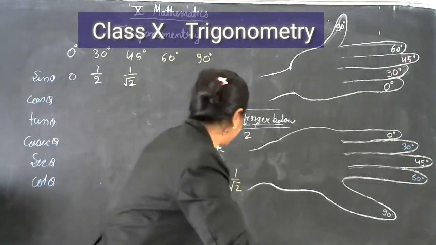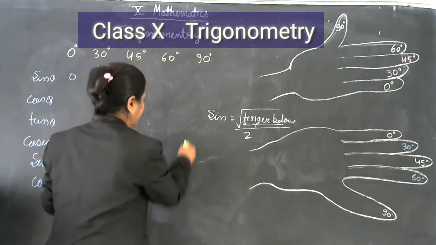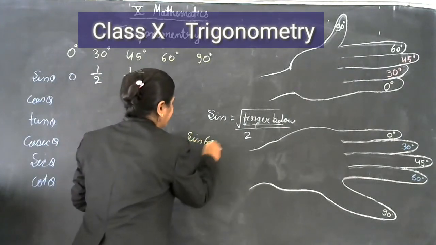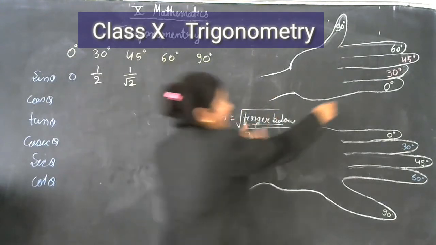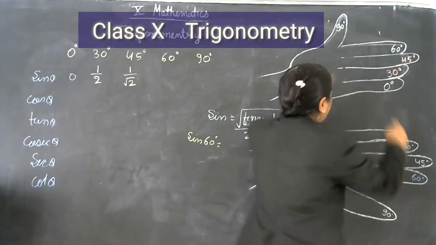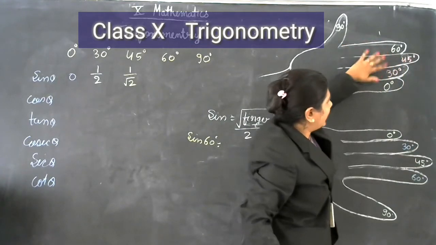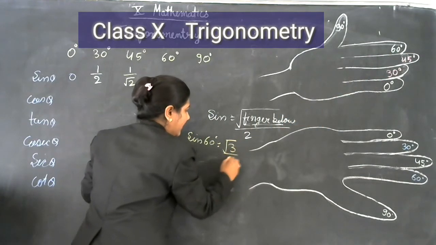For sin 60 degree, see, how many fingers below 60? The index finger. Fingers below the index finger are 1, 2 and 3. So here root 3 upon 2.